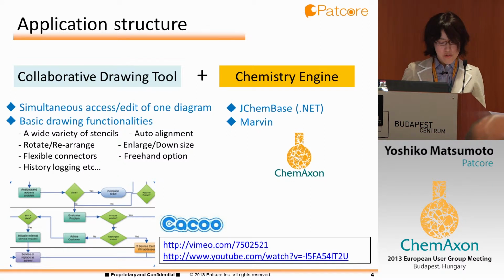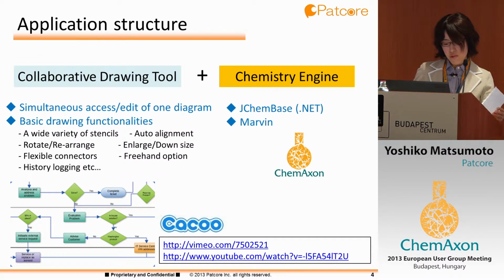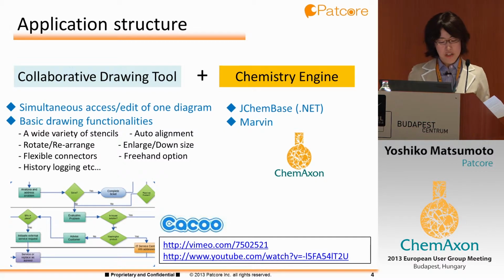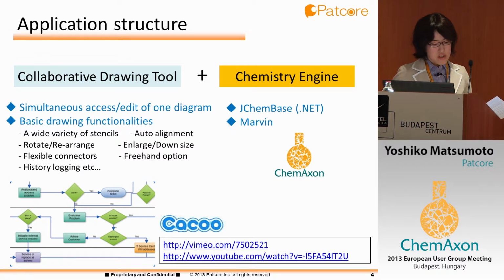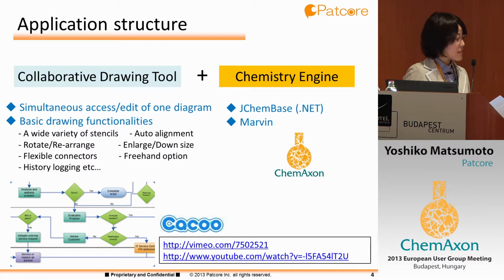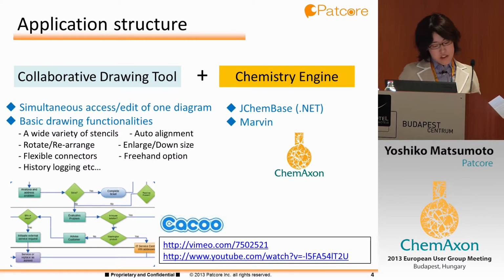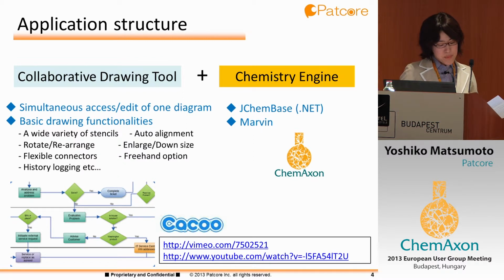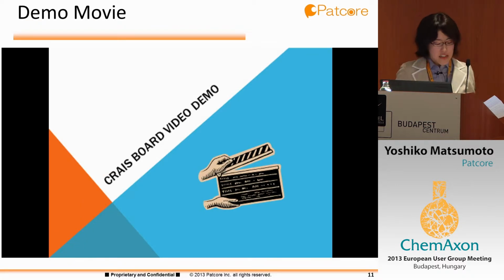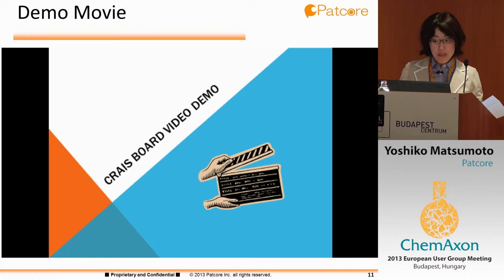The CRAIS Board consists of a general collaborative drawing tool as a platform and ChemAxon's chemical engines. The current prototype version uses a system called Kaku, which provides the ability to create a variety of diagrams such as flowcharts with a wide variety of stencils, connectors, auto-alignment functions and so on. And I'm going to show you the demo video.